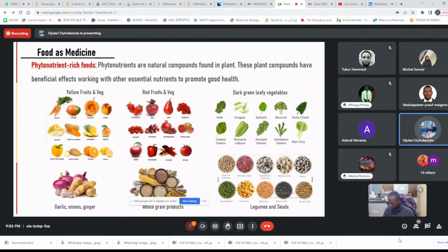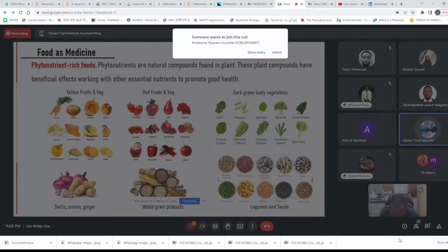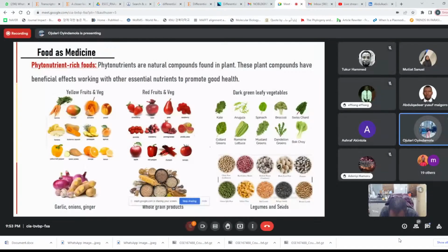My screen here is showing examples of phytonutrient-rich foods that we can consume. As we can see, I don't know if we are seeing it clearly, but we have carrots, we have bananas, and the thing is, some of these things are, well, I don't know the state of the economy or the pocket of anyone, but to an extent they are inexpensive, I would say, because these are things that we can easily find around us.